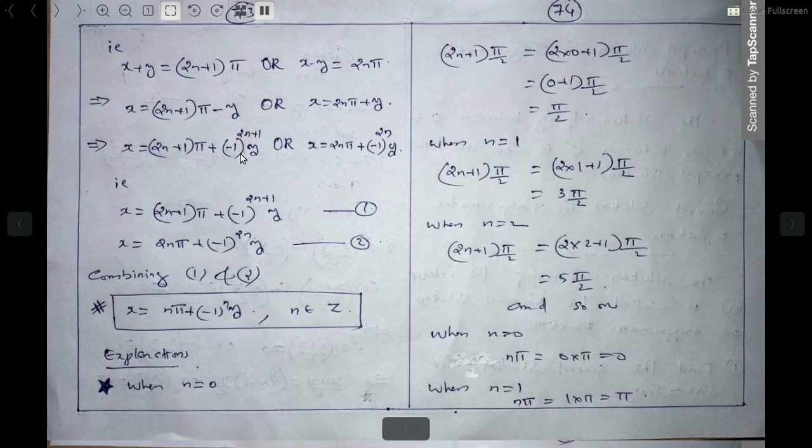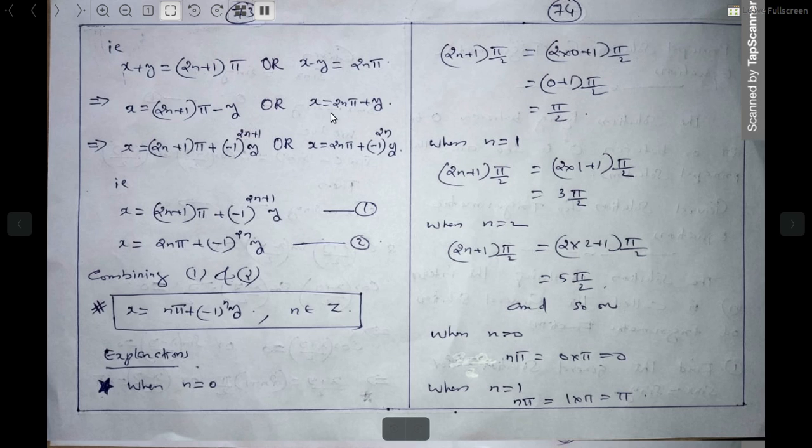Minus 1 whole raised to 3 is negative, so negative y. When n is equal to 2, 2 into 2 is 4, plus 1 is 5, that is odd. So minus 1 whole raised to 5 is equal to minus, that is minus y. Anyway, when we use the expansion as 2n plus 1, we always get negative y. So here 2n plus 1 is used, therefore the exponent of minus 1 is also taken as 2n plus 1. This is only an arrangement.